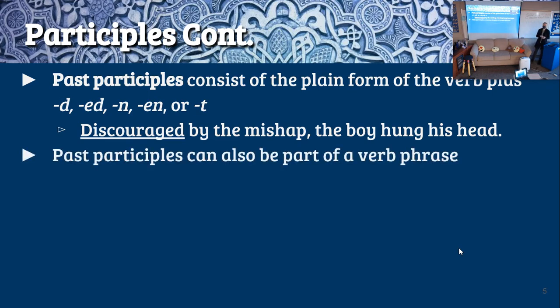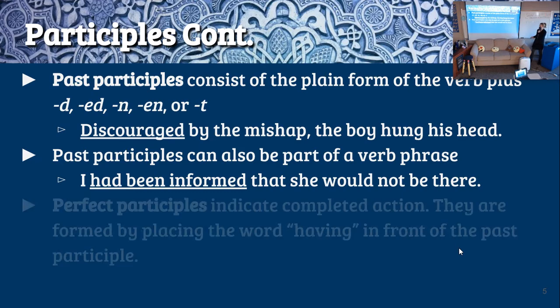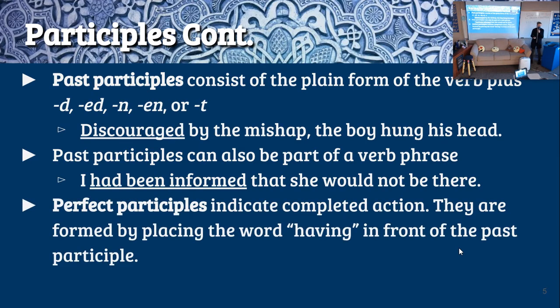Now, past participles can also be in a verb phrase, okay? And technically, they're not past participles then, they're actually a verb. So here would be an example of that. I had been informed that she would not be there. So again, if you see a participle-looking word, like informed, but it has a helping verb or verbs before it, it's no longer a participle. Now it's part of the verb phrase, just like we talked about with our present participle. So again, you just have to look, how is it functioning in the sentence? Is it functioning as a verb, or is it modifying or giving more information about another noun or pronoun in the sentence?